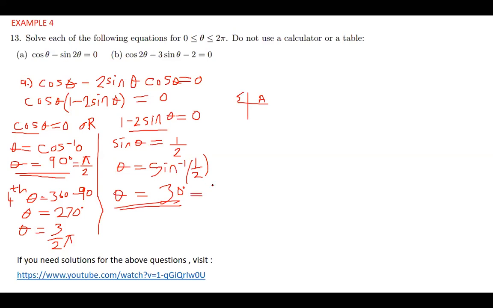And this is going to be, in radians, 30 divided by 180. So 30 divided by 180 is 1 over 6. And then multiply it by pi, you have your answer to be pi over 6. Then this is in the first quadrant. And then in the second quadrant, your theta is going to be 180 minus 30 degrees.